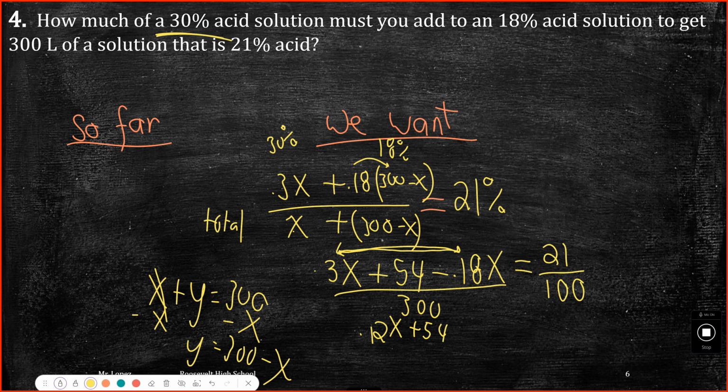Plus 54 over 300 is equal to what? Look, can we have a common denominator right now? Can we do it as a common denominator? If this one has 300, what must this one multiply by to get 300 also? Remember we did this already?